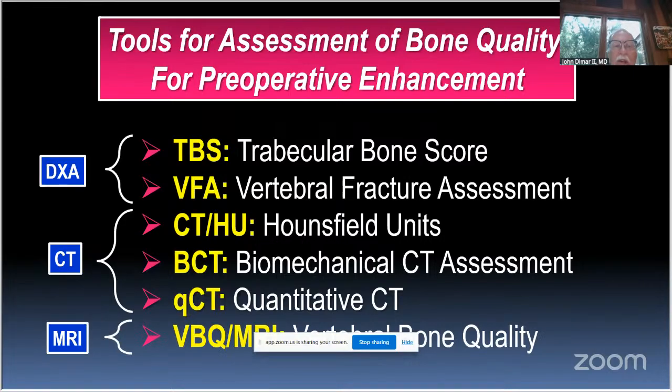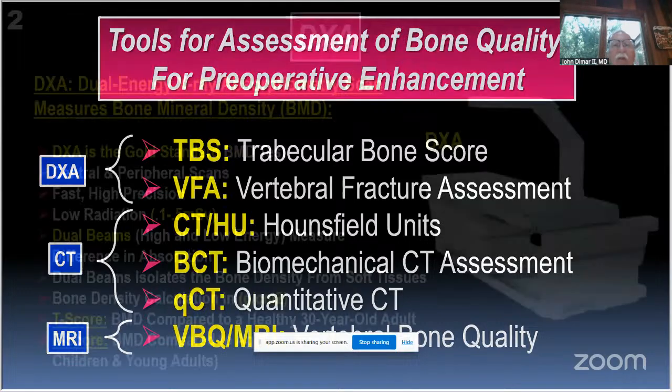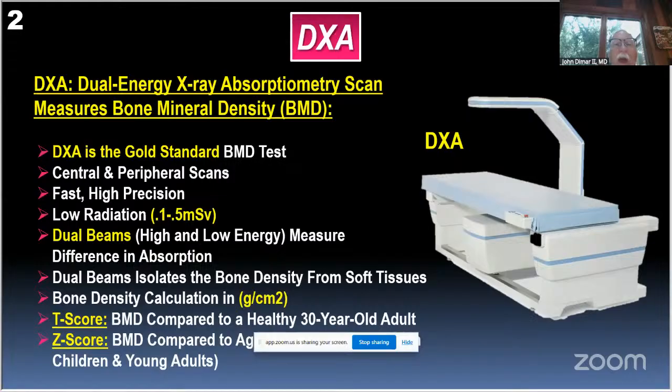And of course, the CT scan has the classic Hounsfield units, but also you can do quantitative CTs and biomechanical CTs to assess it. The workhorse, of course, is the DEXA scan. It's a dual energy machine. It basically tells the difference of the bone, high and low measure, the difference in absorption, and it'll tell you your T-scores and Z-scores. A T-score compares you to a healthy 30-year-old adult, and a Z-score is what you use really for younger people, particularly children, and it's age matched to your peers to see how you stack up against them.